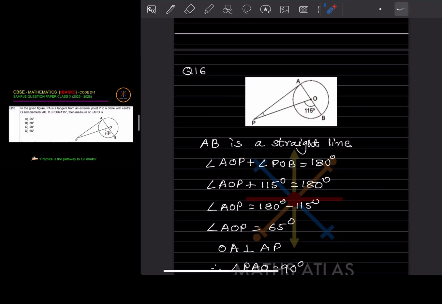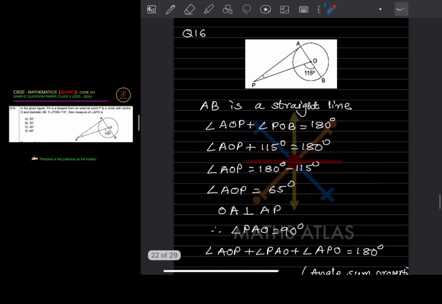So we can say angle AOP plus POB, if we take both, should be 180, because it is a straight line. So this plus this one should be 180. Angle AOP we don't know, but we know that POB is given as 115, so the sum is 180. So angle AOP is 180 minus this one, 115. So angle AOP is 65 degree.